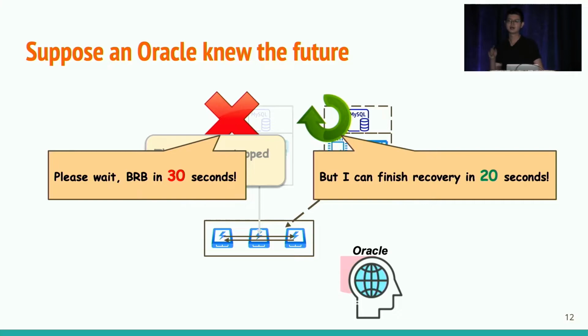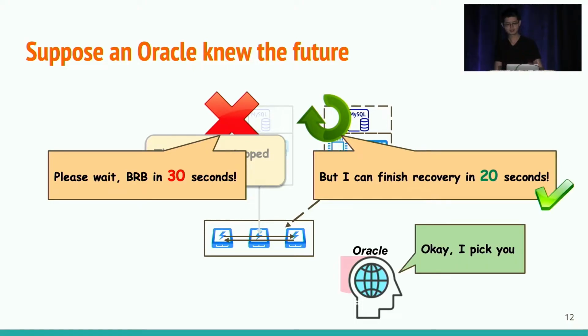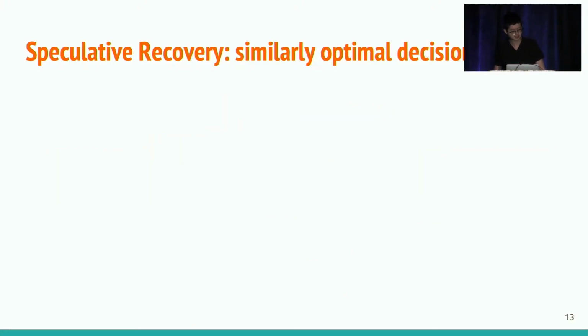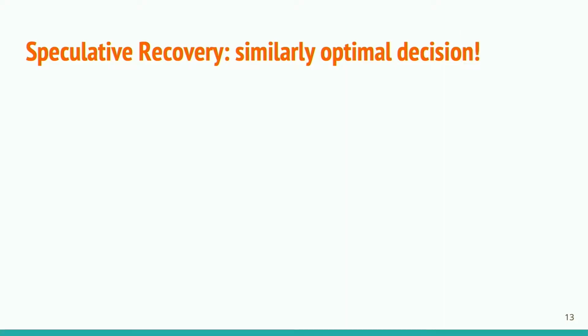Clearly, the optimal decision is to simply go with the faster one. In this case, the oracle immediately initiates recovery on the backup without waiting. If otherwise the recovery is longer, then the oracle simply waits for the primary to come back. So with the oracle model, the need for using a timeout is eliminated completely. In that spirit, we propose speculative recovery, which makes a similarly optimal decision in practice without knowing the future.